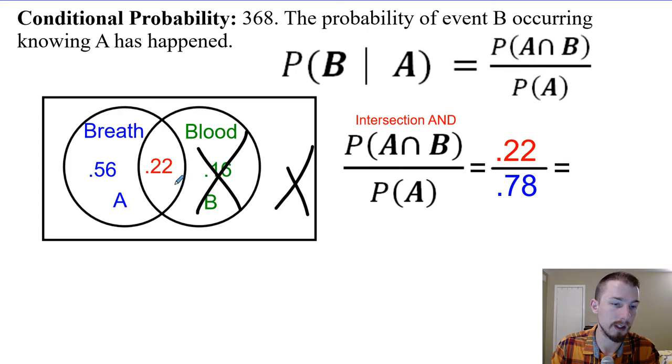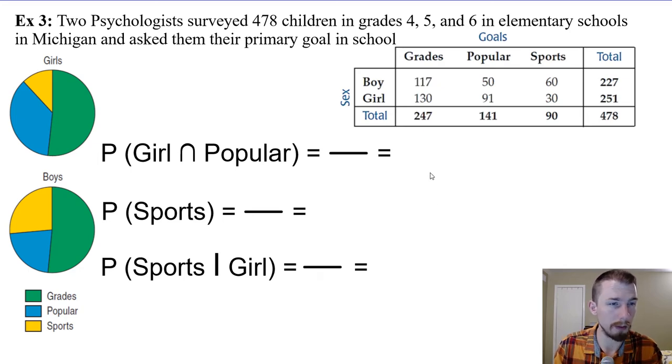Out of the 78% that had been given a breathalyzer test or whatever, what percent had also been given a blood test, which would be the 22%. So it's 22 out of the 78%, and that's the conditional probability of the likelihood of you being given a blood test if we already knew you had been given a breathalyzer test, which when I put that in the calculator, I get 28%. So conditional probability.